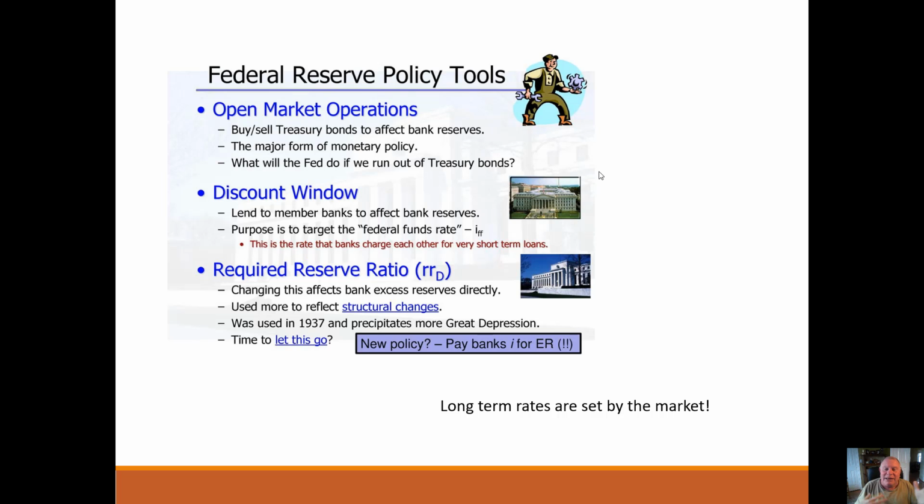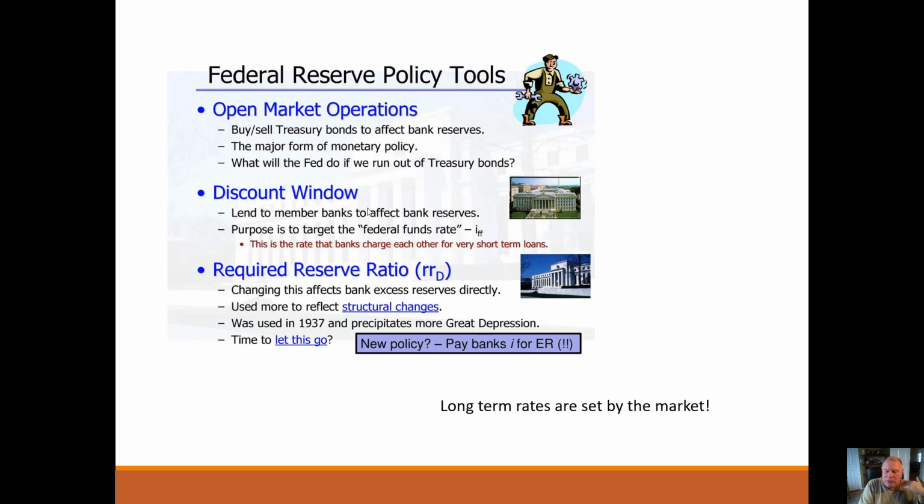Next, they can lend to member banks. And the rate is the Fed funds rate, and that's what banks charge one another for overnight money or short-term loans. They can require more reserves, which sucks liquidity out. Now, the Treasury does not set rates, okay?